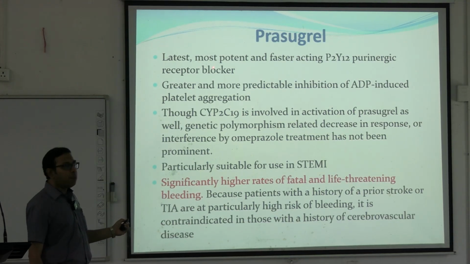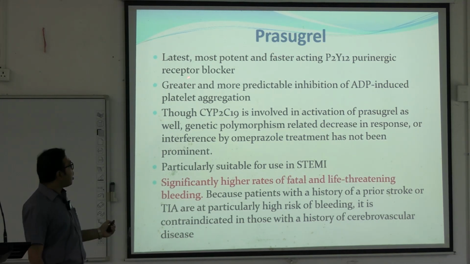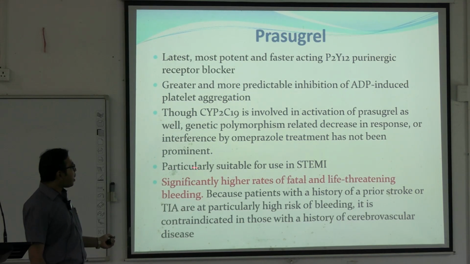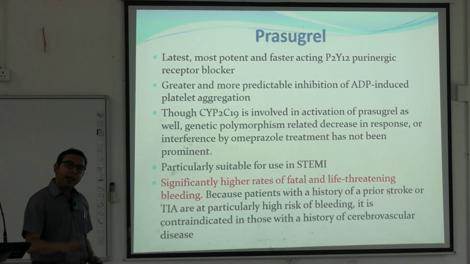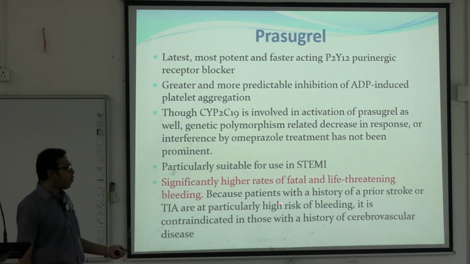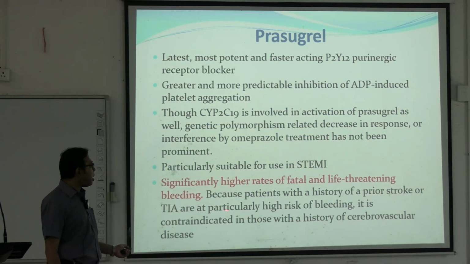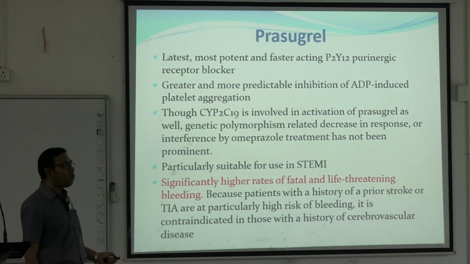It is the latest, most potent and faster acting P2Y12 purinergic receptor blocker, with greater and more predictable inhibition of ADP-induced platelet aggregation. Again, CYP2C19 is related. It is particularly suitable for use in ST segment elevated myocardial infarction. But again, there is the problem of fatal and life-threatening bleeding. Patients with a history of prior stroke or transient ischemic attack have particularly high risks of bleeding. It is contraindicated in those with a history of cerebrovascular disease.